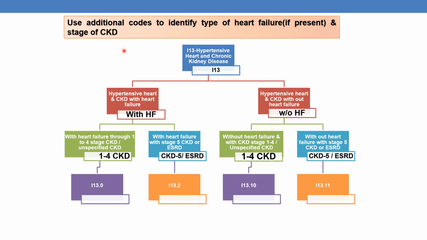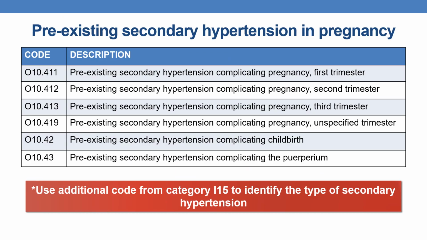So whenever we are coding O10.3 series, you need to use additionally I13, and whenever we are coding I13, you need to use additionally type of heart failure and CKD stages. Now coming to codes for pre-existing secondary hypertension in pregnancy, that is given by the subcategory O10.4.